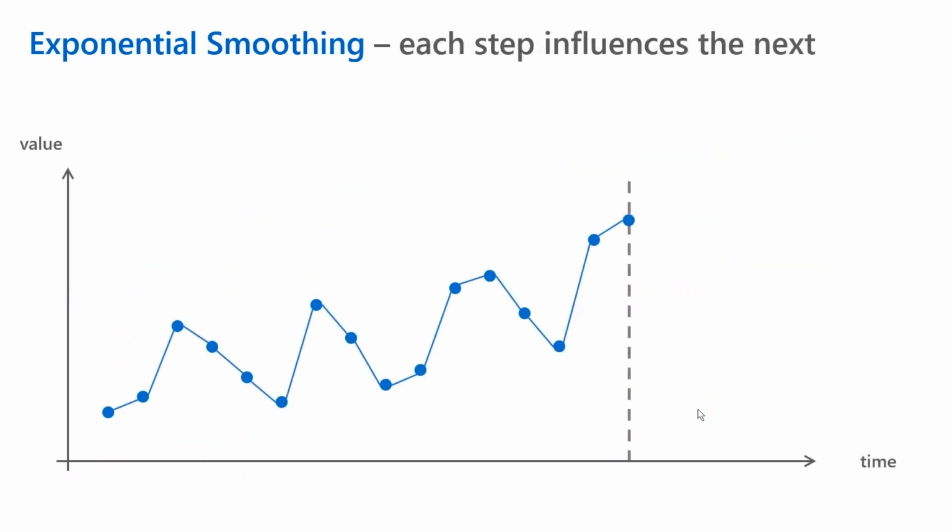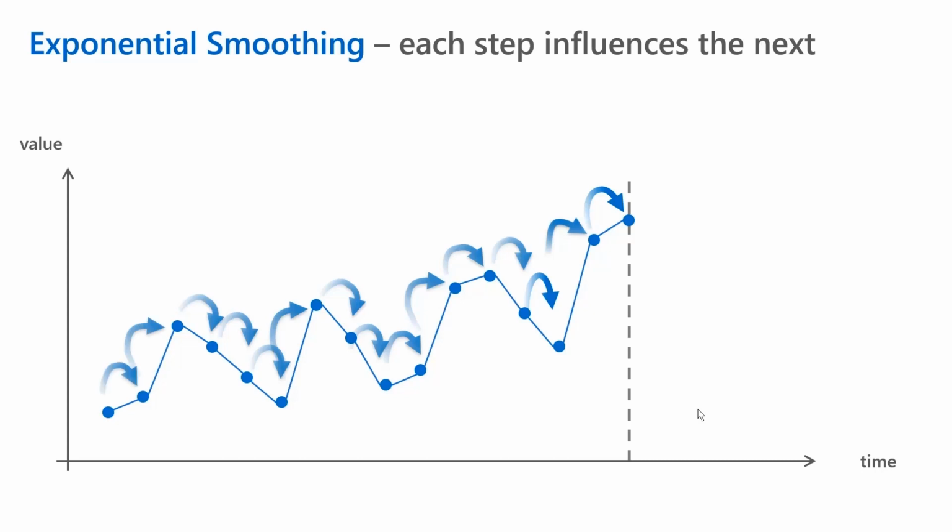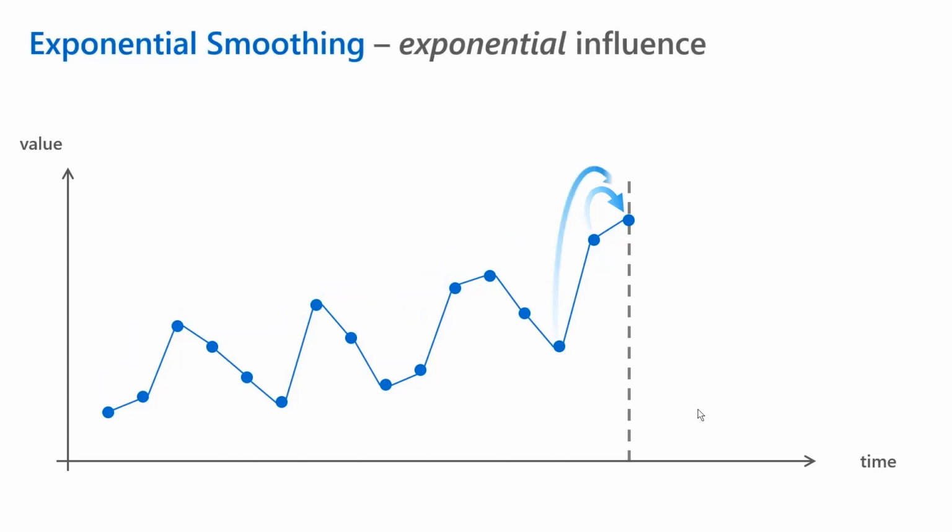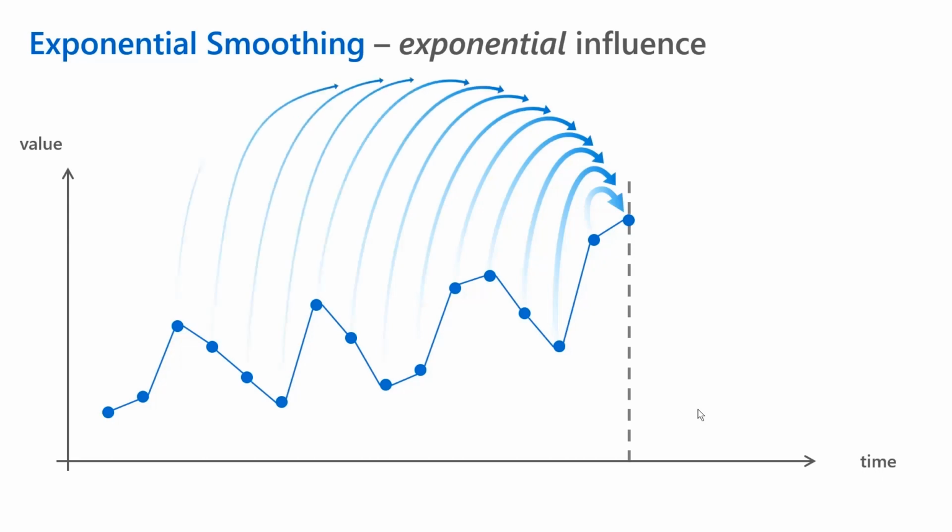So let's look at how exponential smoothing works in a little more detail. As the model is built, an assumption is made that each time step influences the next time step. So the last time step was influenced by the one before it, and so on throughout the history of the time series. Another way to think about this is that every time step is influenced by every time step before it in an exponentially decreasing manner. This exponentially decreasing influence is actually how the level and the trend are determined.